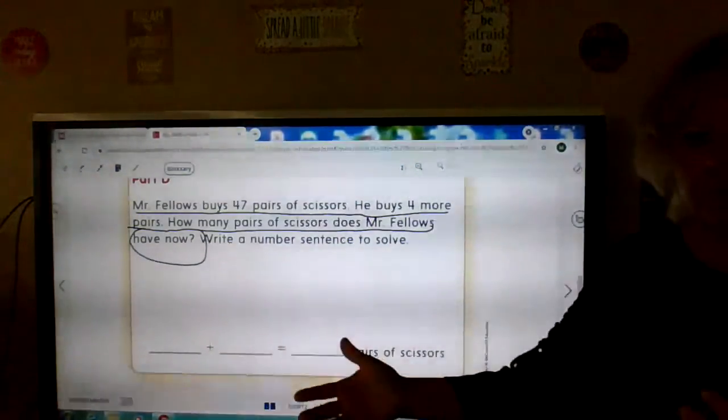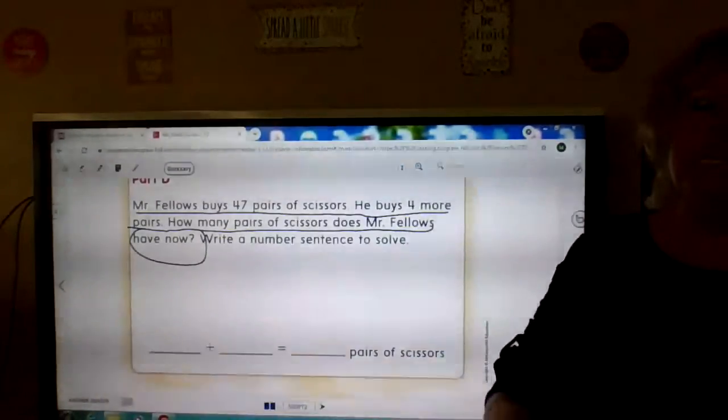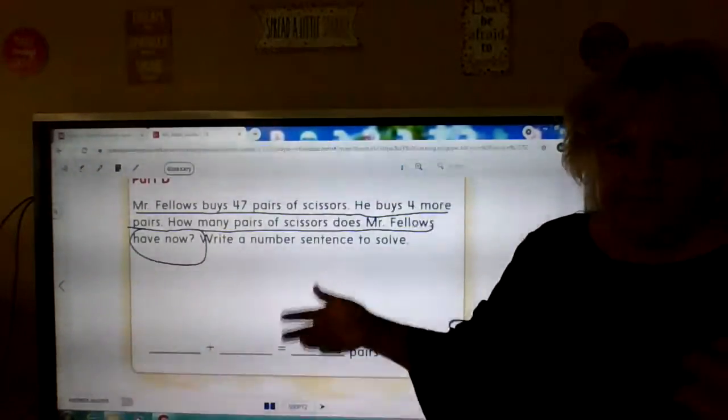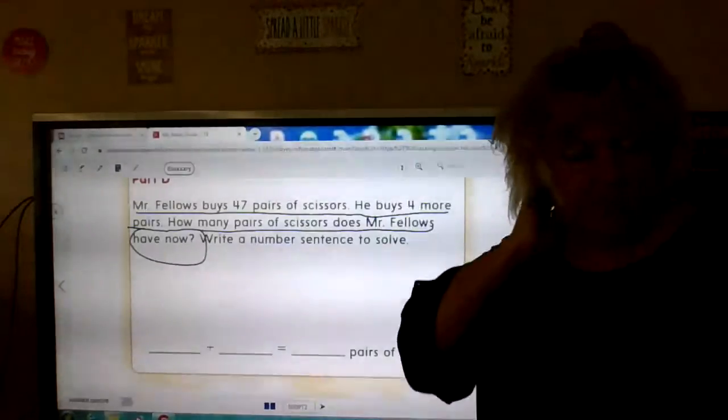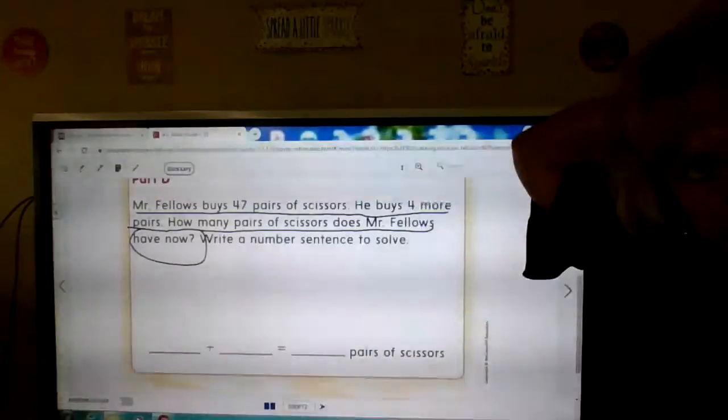Okay, you need to go back through, look it over, do whatever you didn't get done, and then send all of these 3 pages to your teacher because this is your math test. Okay, so it's very important that you send all 3 pages.